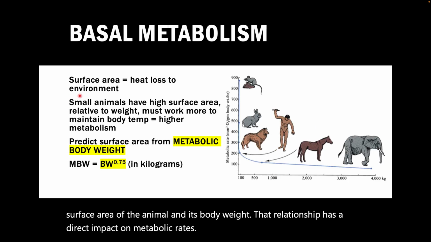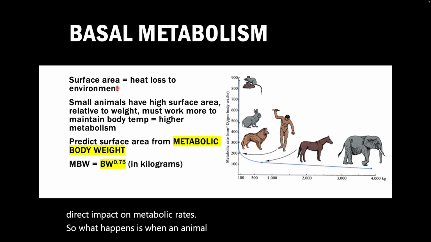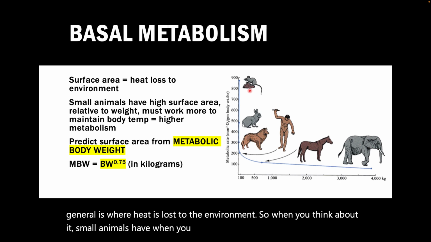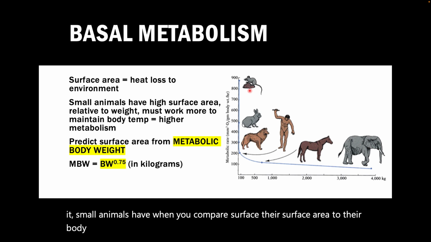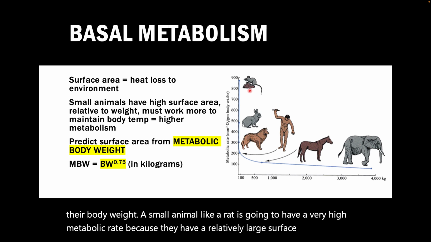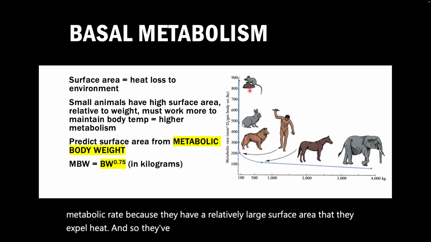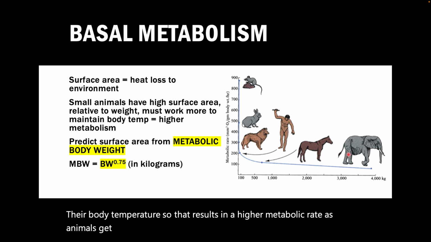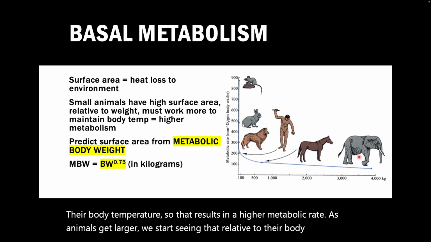So what happens is the animal's surface area in general is where heat is lost to the environment. When you compare their surface area to their body weight, a small animal like a rat is going to have a very high metabolic rate because they have a relatively large surface area through which they expel heat. And so they've got to work harder to maintain their body temperature. So that results in a higher metabolic rate. As animals get larger, we start seeing that relative to their body weight, their surface area is a little bit smaller.